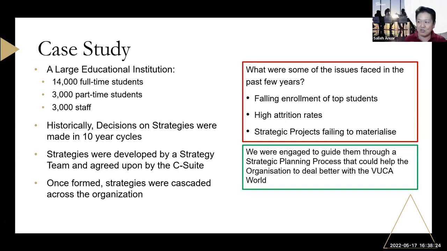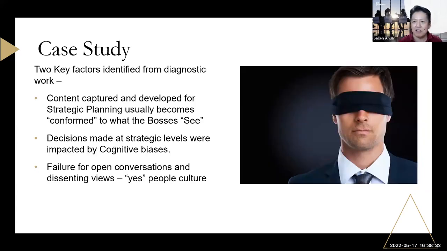So we were engaged to guide them through a strategic planning process so that they could deal better with VUCA, right? Okay. So what are the key factors that we've identified from doing a diagnosis? One, a lot of the content that was captured by the strategic planning team usually conforms to what they think their bosses want to see. I'm sure you have encountered this where, okay, should we put it this way, or should we change the words? If not, our bosses will jump when they read this, right? So it is really conforming to what the bosses see.